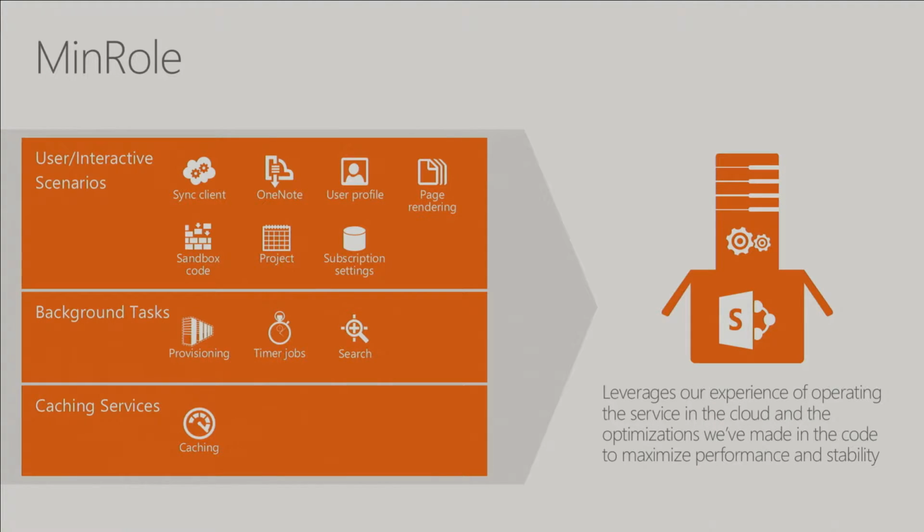We have another role called the application role, and it focuses more on the background tasks happening in the farm. Things like your timer jobs that are running. Things like being the crawl target for your search crawls. Things that you don't want to cause front-end performance to suffer from and have end users have increased latency for. We also have a caching role, and that role runs our distributed cache service. And finally, not pictured here, we have a search role where all of your search components are focused on that role.